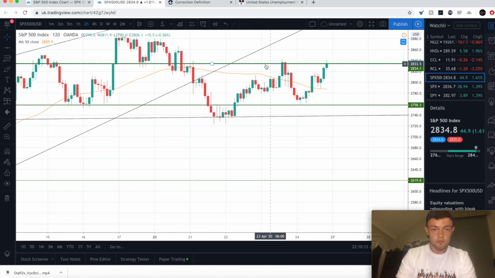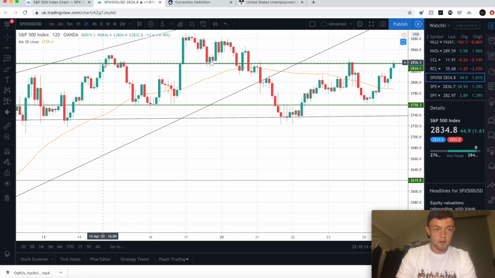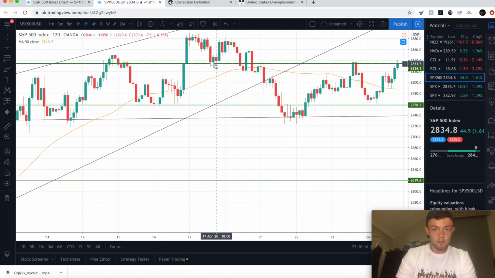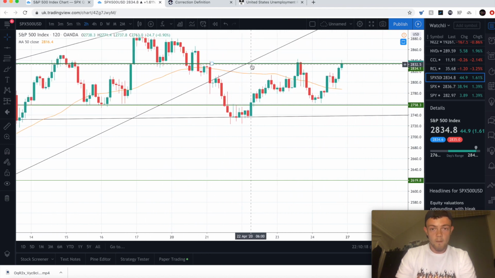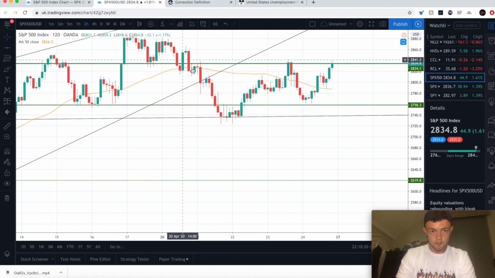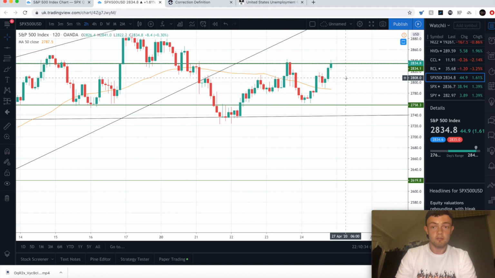So here we've drawn this resistance line. It bounces off of the bottoms here, the tops here, and when we broke out of it, usually we like to see a retest, bounced off of it again. Obviously we bounced off of this one because we broke it here, we have come back up to retest this resistance line.